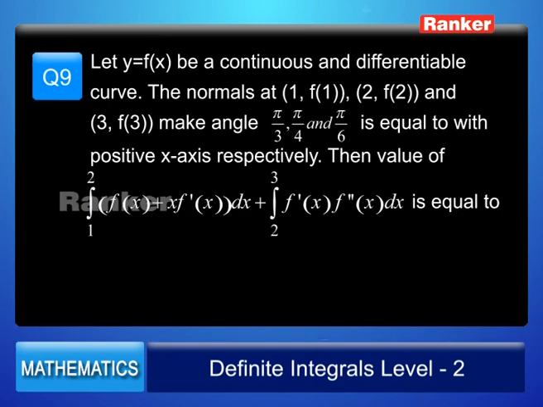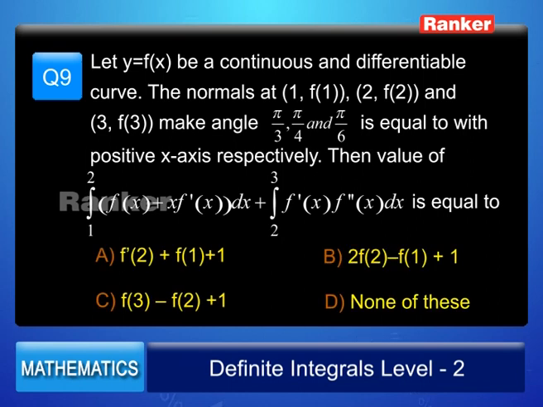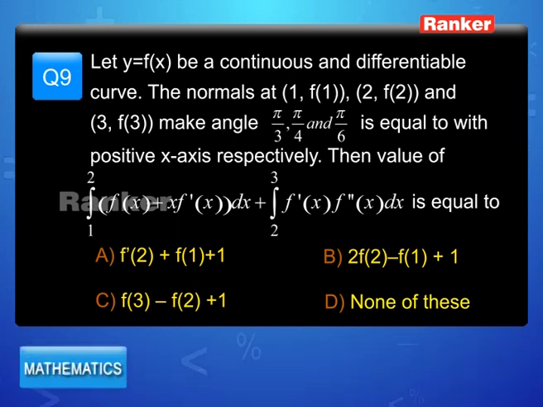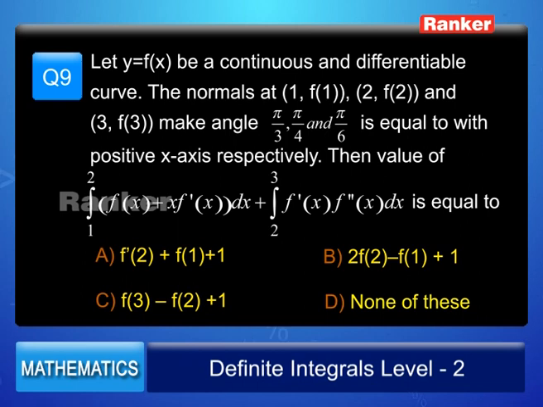Next question. Let y is equal to f of x be a continuous and differentiable curve. The normals at 1 comma f of 1, 2 comma f of 2 and 3 comma f of 3 make angles pi by 3, pi by 4 and pi by 6 with positive x axis respectively. Then the value of integral 1 to 2 f of x plus x into f dash of x dx plus integral 2 to 3 f dash of x into f double dash of x dx is equal to: option A f of 2 plus f of 1 plus 1, option B 2 into f of 2 minus f of 1 plus 1, option C f of 3 minus f of 2 plus 1, and option D none of this.